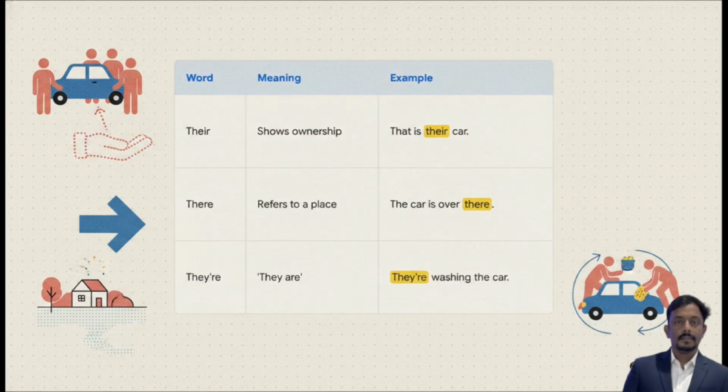And this table right here, this is your new best friend. Seriously. "Their" shows that something belongs to them. "There" points to a location. And "they're" is just a quick way to say "they are." You might want to pause here or even take a screenshot. This one's a total game changer.